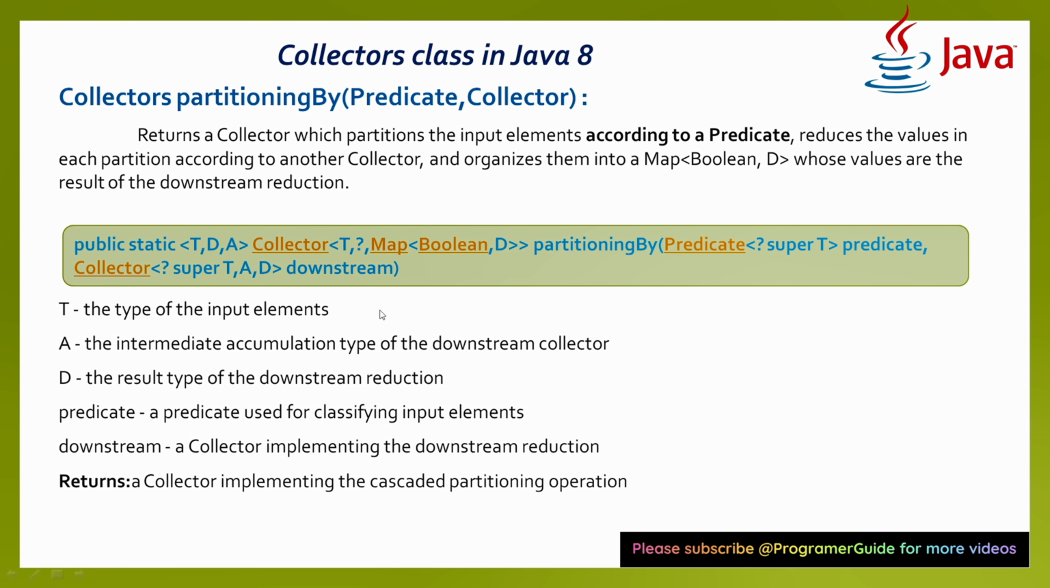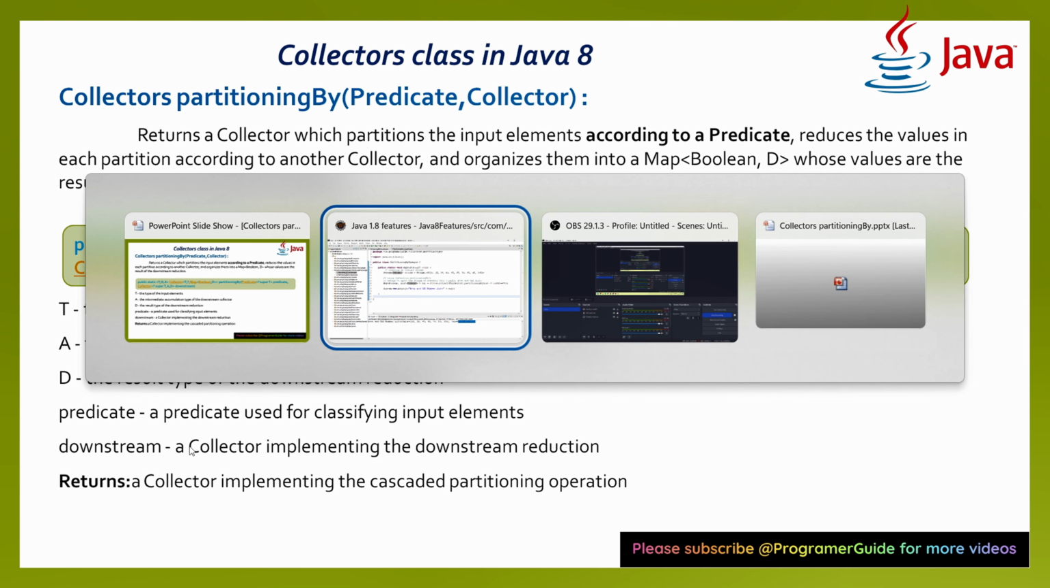T is the type of input elements, A is the intermediate accumulator type of the downstream collector. So what downstream do you want to use? That means either Collectors.toMap, toSet, or grouping, all kinds of operations you can apply here, or averaging or counting. Such kinds of scenarios we can use. And downstream is a collector implementing the downstream reduction operation, and it returns a collector implementing the cascaded partitioning operation. So based on the downstream, it partitions the data. Let's see the example, you can understand.